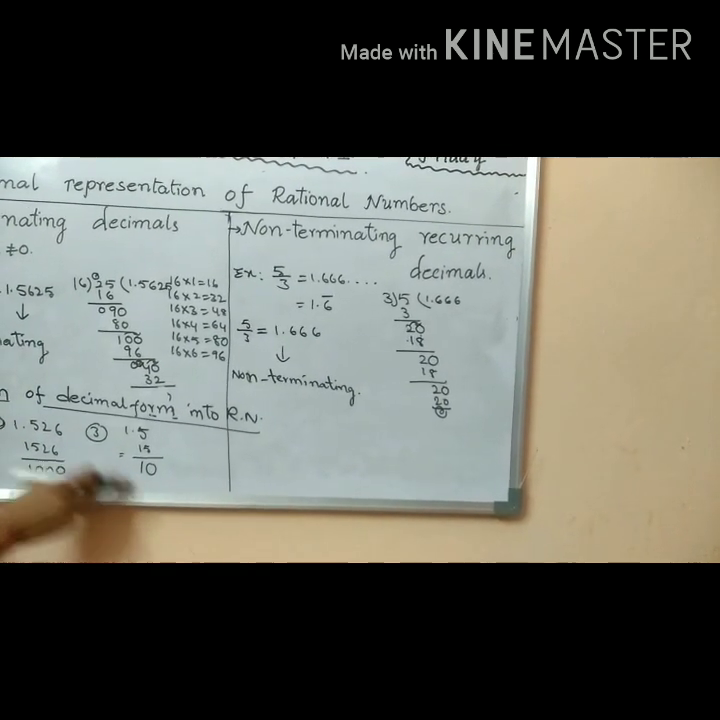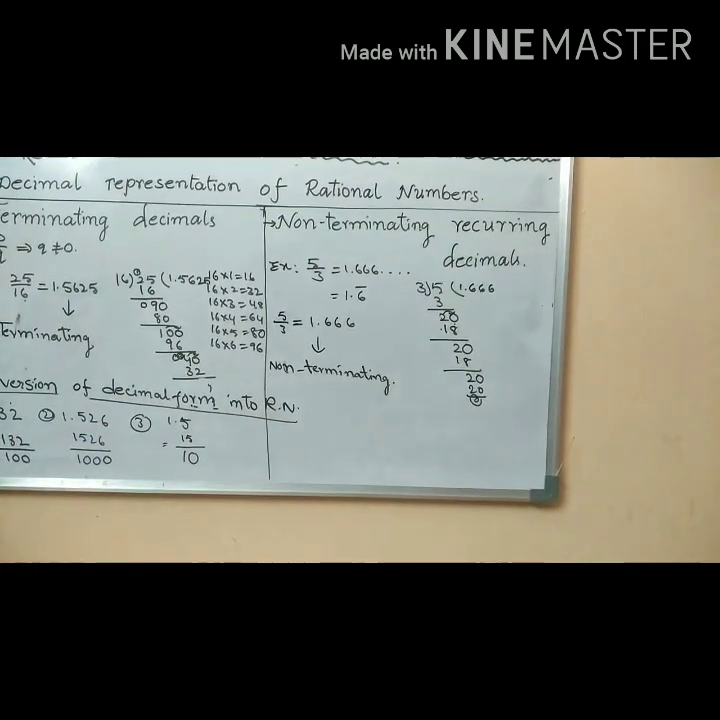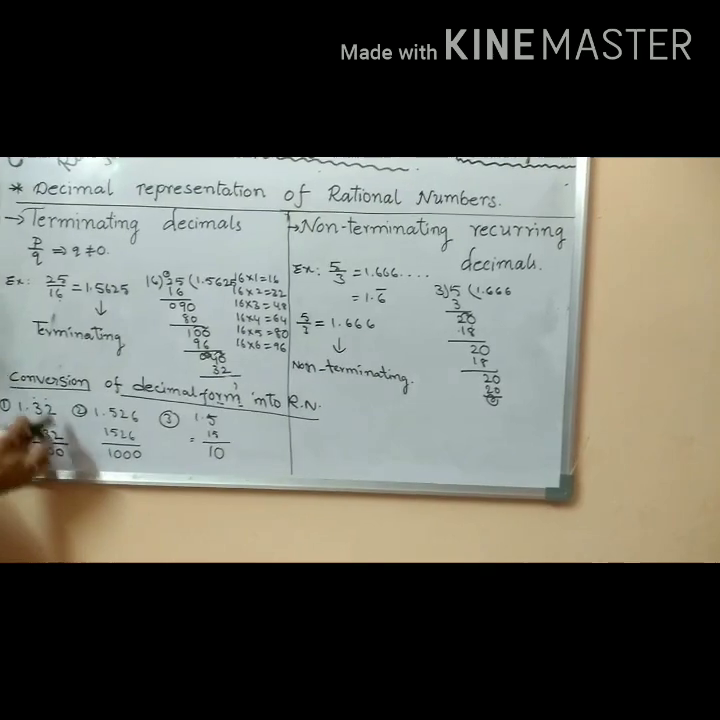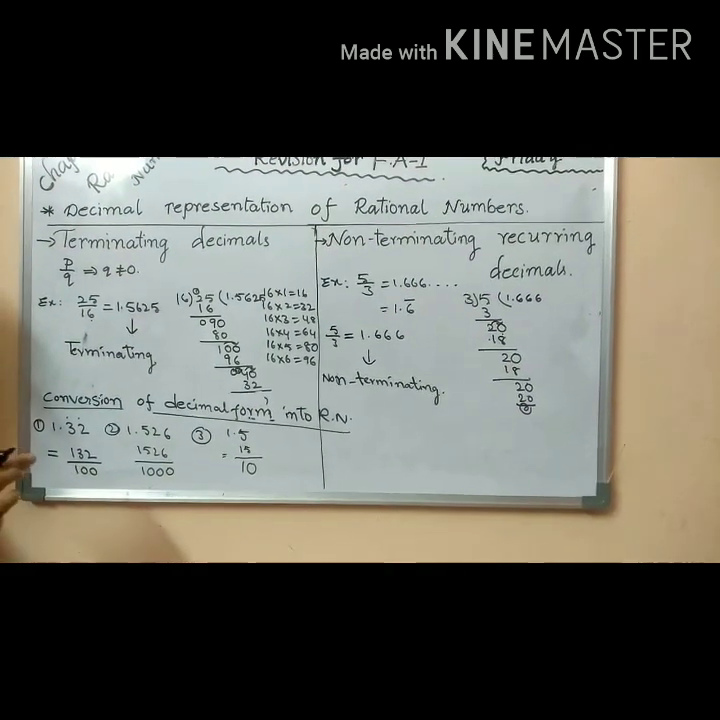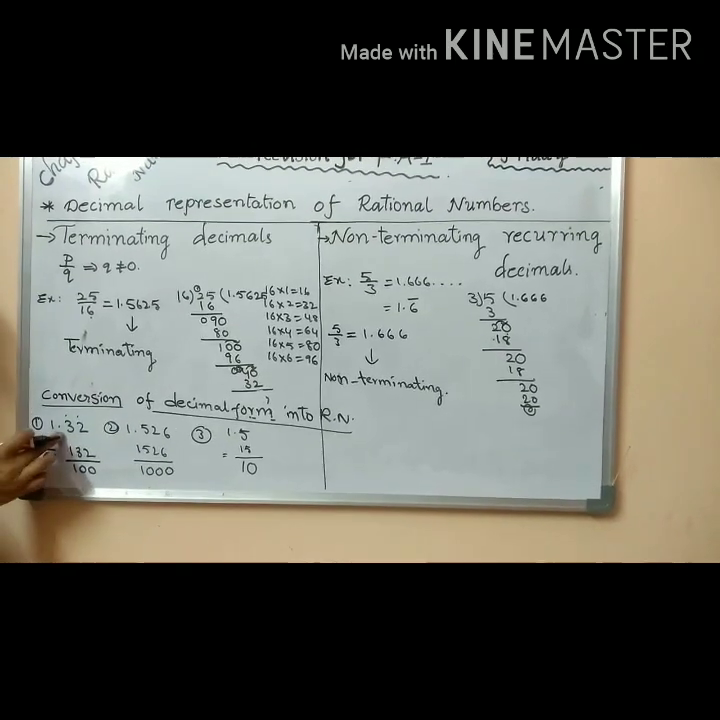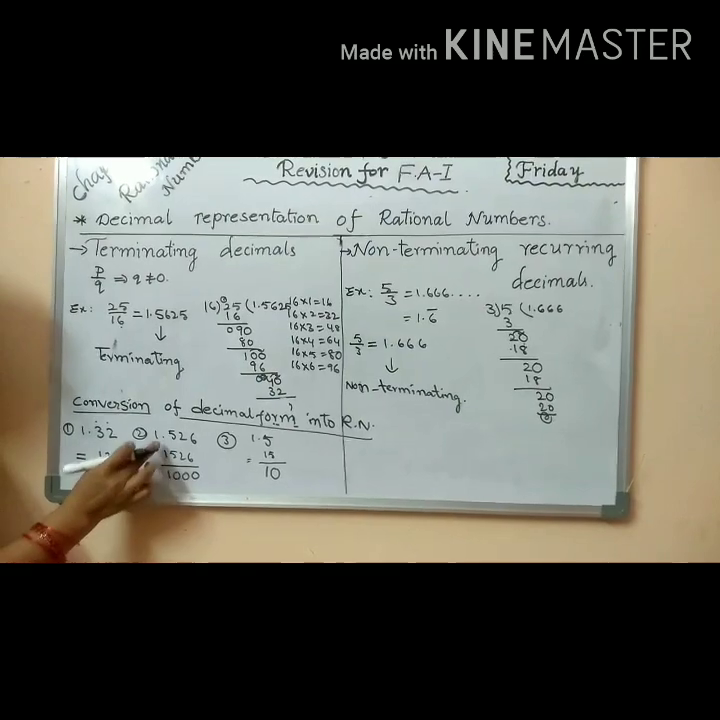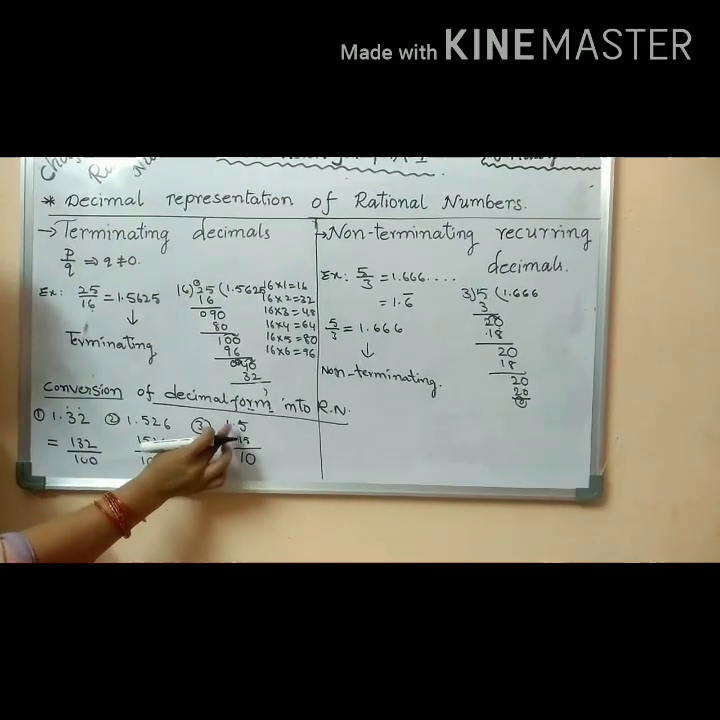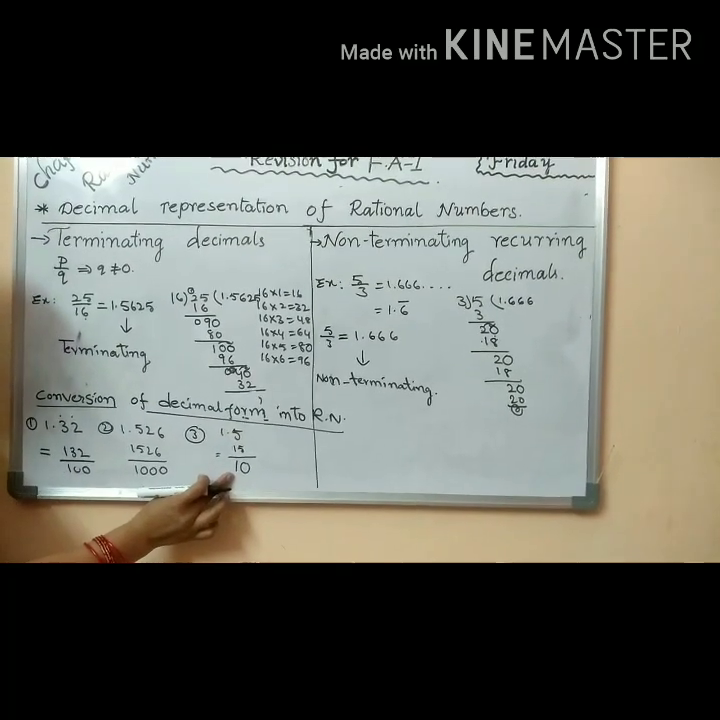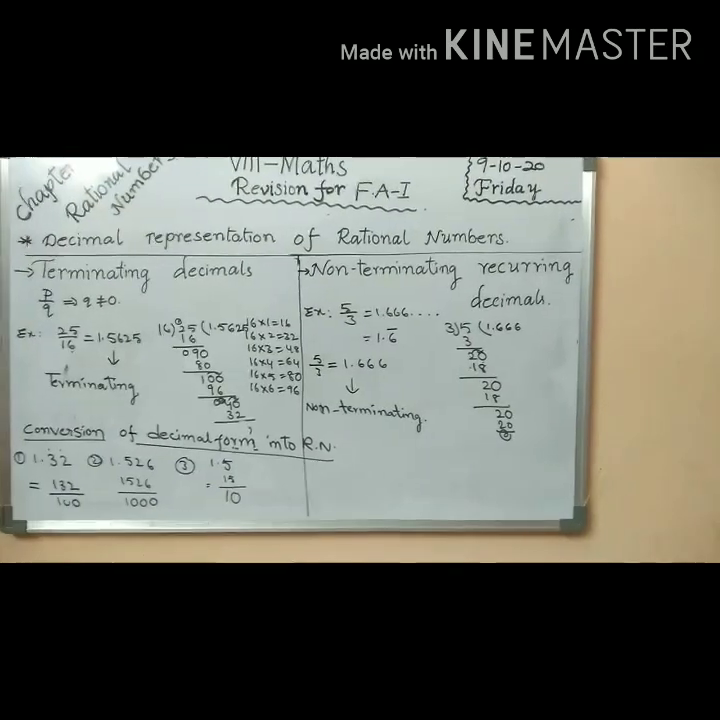Observe that in the conversion of decimal form into rational numbers, you count how many digits are there after the point, then you take that many zeros in the denominator. Here 2 digits, so I take the denominator 1 after 2 zeros. Here 3 digits are there, so I write 1 after 3 zeros. Here 1 digit is there, so I write the denominator 1 after 1 zero. Okay, did you understand, children?